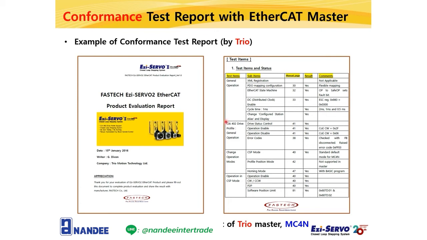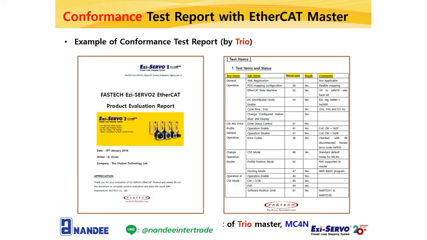For example, if you look at this part, you can check the test items for drive status control, operation enable, operation disable and error codes of the CIA 402 drive profile. Tests were conducted for each evaluation item, and this is the result.